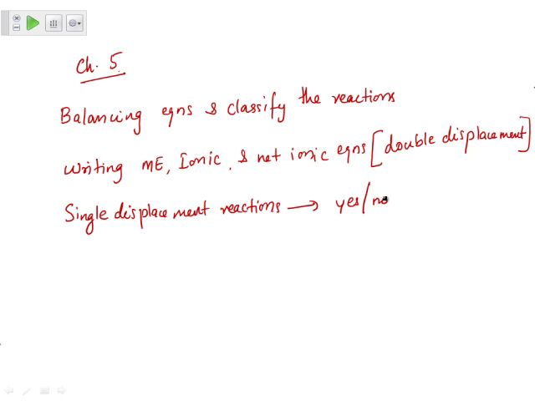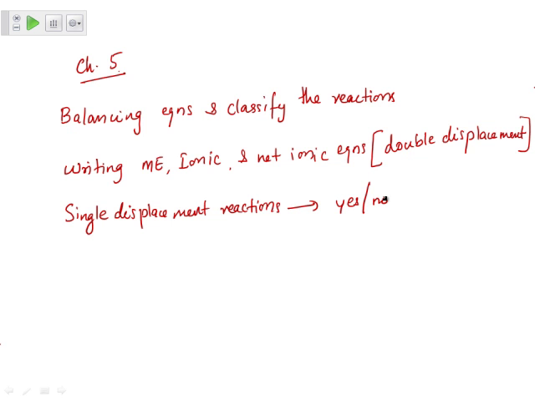You need to know the classes of reaction. What are they? How do you classify? And then writing ionic and net ionic equations. You need to know how to use a solubility table, how to balance the equation. See, it's all kind of interconnected. And then single displacement reactions. I think that's what I have from chapter 5. Let me just check if I have anything else in my notes from chapter 5. Single displacement, yeah, I think that's all I have from chapter 5, okay? That means this covers everything in chapter 5.